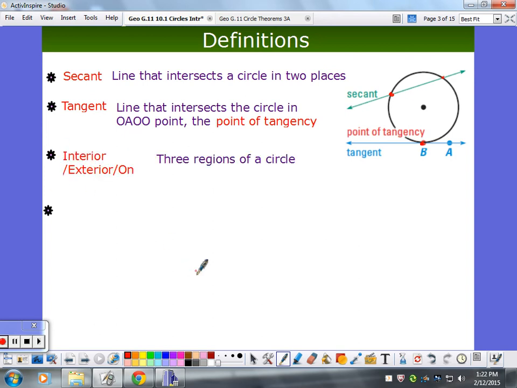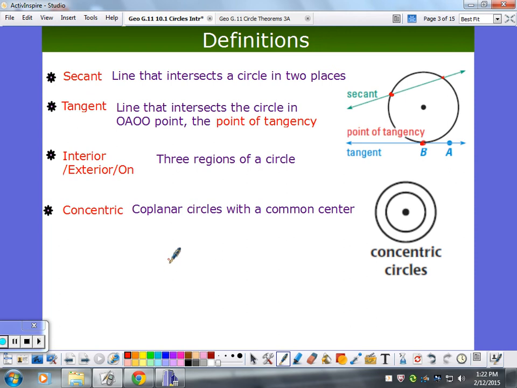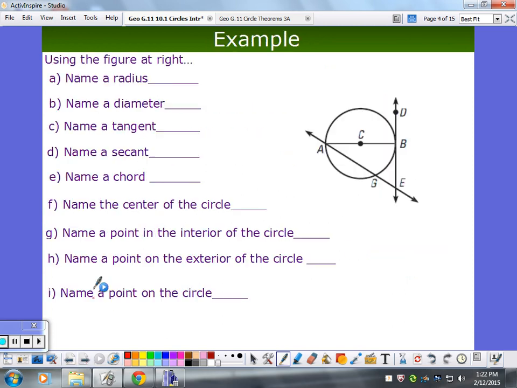We have three places you can be relative to a circle. You can be on its interior, so you're inside. You can be on its exterior, so you're outside. Or you can be on it, like this point. Those are the three places you can be. Concentric circles are coplanar circles, so they're all on the same plane, nice and flat, and they have a common center. You can have an infinite number of them, and they all have the same center.